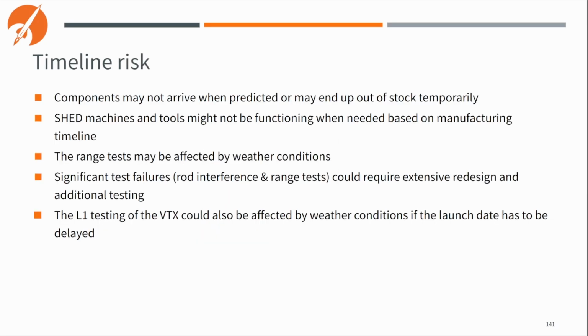The main timeline risks are, of course, any components that we order being delayed by shipping and or being out of stock, shed machines that we're going to use to manufacture the bay being down temporarily, and of course weather conditions impacting any of our range tests or the L1 stress test at IREC.